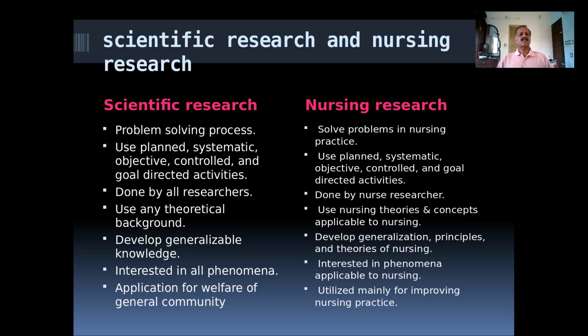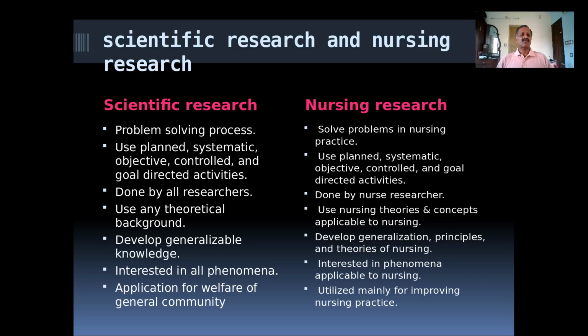Scientific research is a problem solving process. Nursing research also solves problems in nursing practice. Scientific research uses planned, systematic, objective, controlled and goal directed activities. And nursing research uses planned, systematic, objective, controlled and goal directed activities similar to scientific research. Scientific research is done by all researchers, whereas nursing research is commonly done by nurse researchers. Scientific research uses any theoretical background, whereas in nursing research we use nursing theories and concepts applicable to nursing.